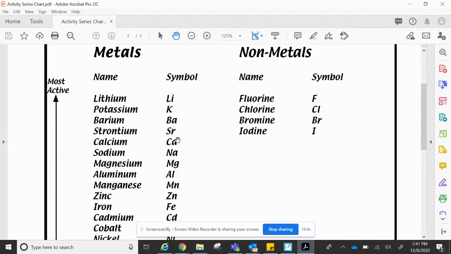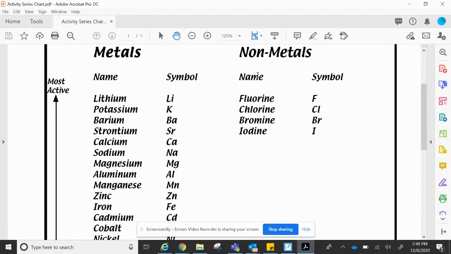And basically what happens is if you have a single element, like in a single replacement, something like lithium, it can replace anything below it. But if you have manganese and your other element is calcium, it cannot replace it because calcium's not below it. I'll explain this in a second. And no reaction will occur.